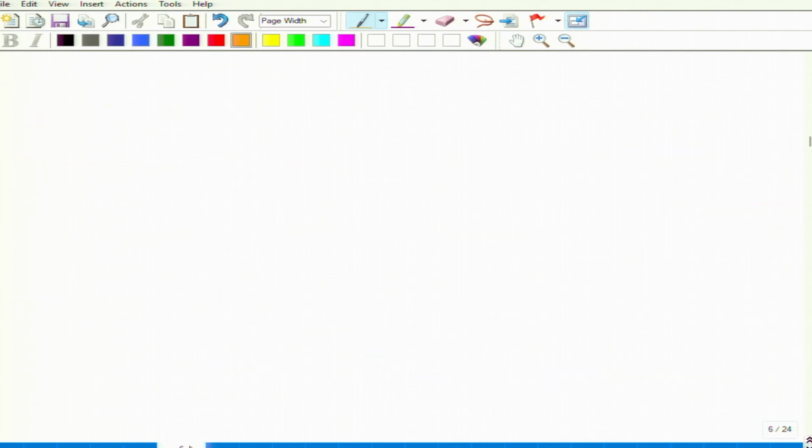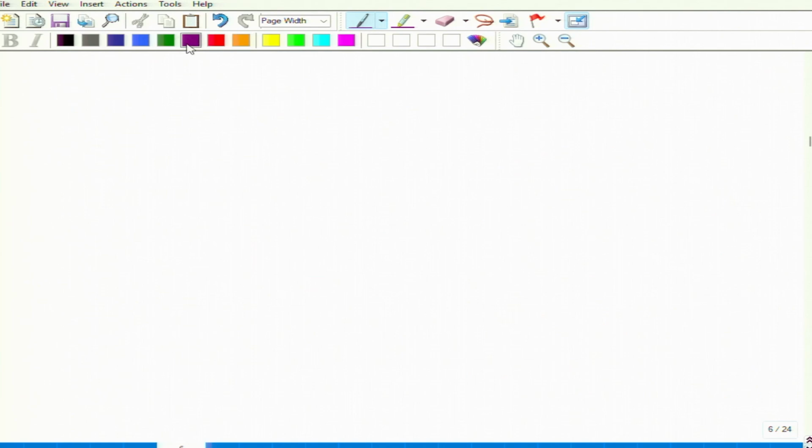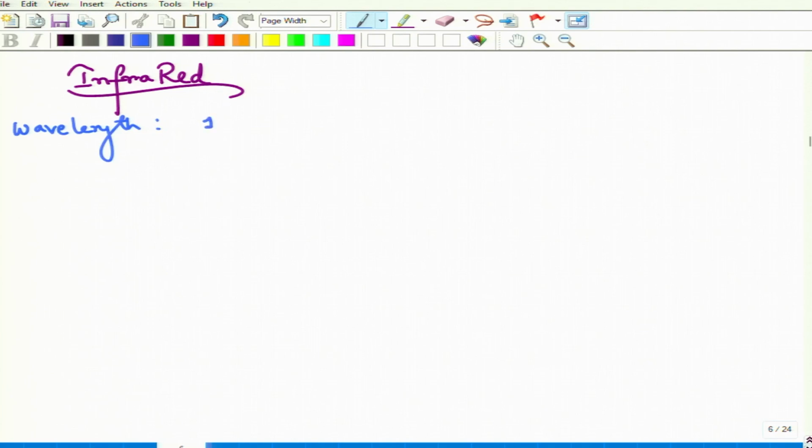Okay, so these are the uses, that's written here actually. So what is next? Radio, microwave, then IR. IR means infrared. Okay, so let me start again, let me use a different color. What is the wavelength? Wavelength should be again decreased compared to microwave. So wavelength is 10 to the power 3 meter to 7 into 10 to the power minus 7 meter.